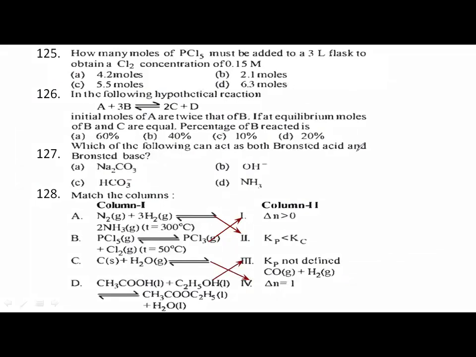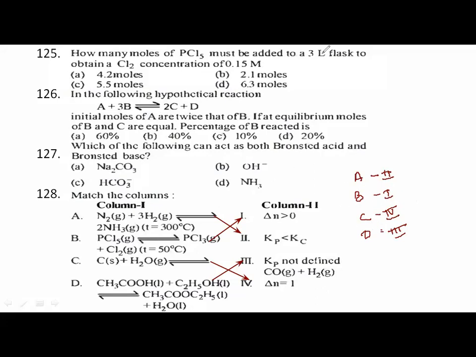So let me write here. Option A, it is second one. Option B, it is first one. Option C, it is third one, and option D, it is fourth. Sorry, option C is fourth one, and option D is third one, Kp is not defined. This is the correct match. The options are not given here, but this is the correct match.